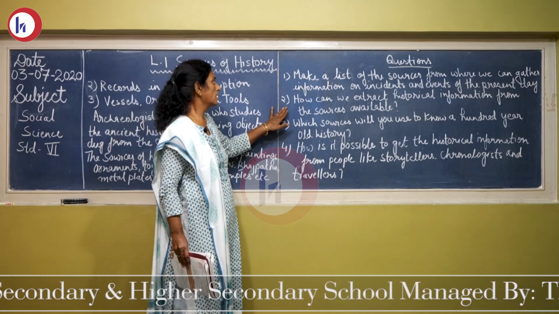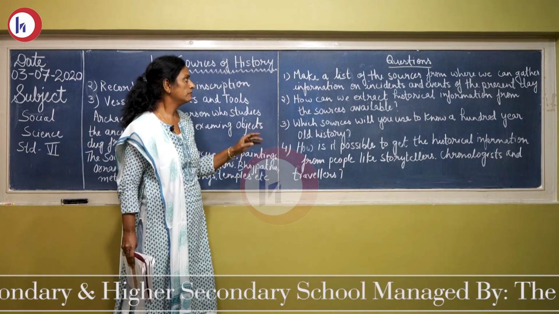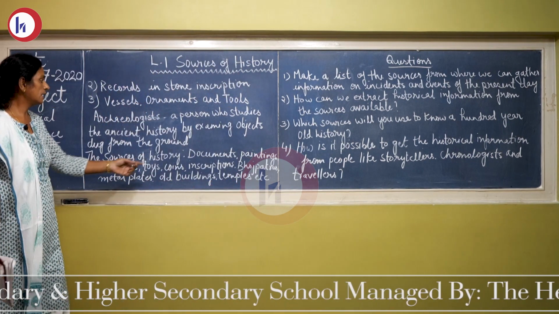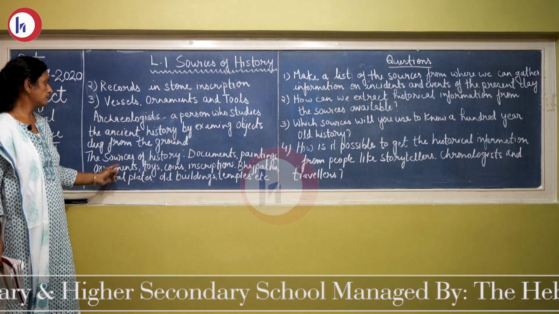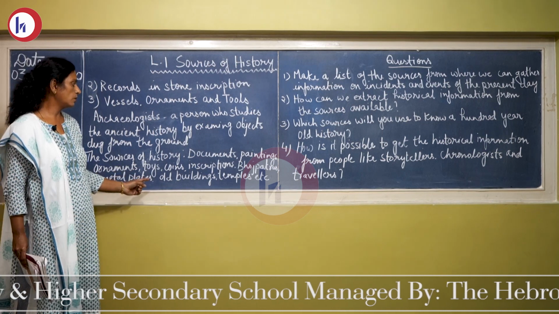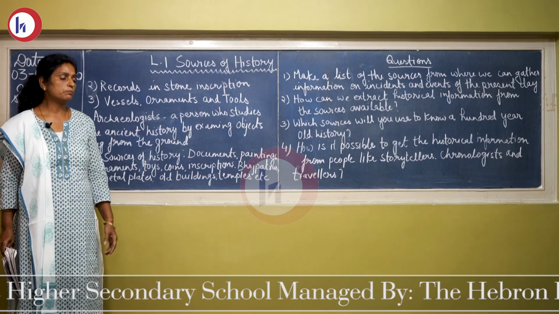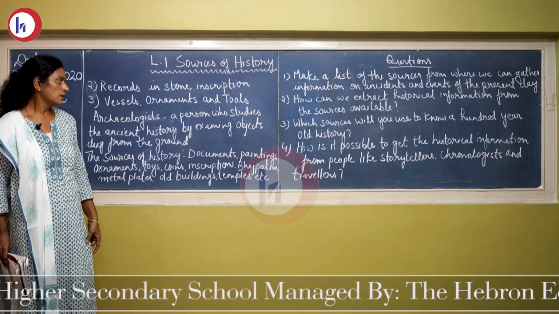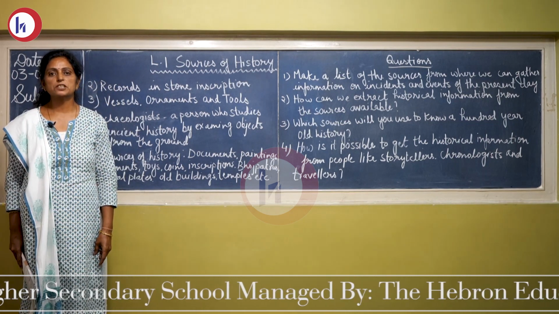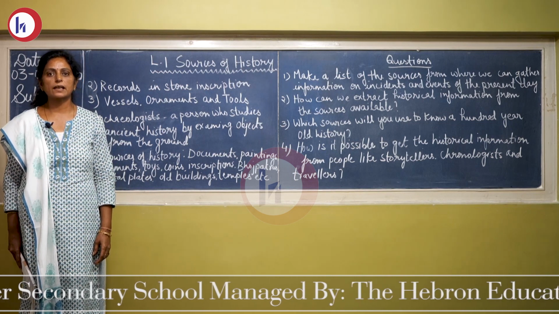Now question 2. How can we extract historical information from the sources available? We can extract historical information from the sources of history like documents, paintings, ornaments, toys, coins, inscriptions, bhojpatras, metal plates, old buildings, temples, etc., by watching and knowing them. We get a lot of information. The historical information can be gained from the different pictures and articles collected in the collection book.